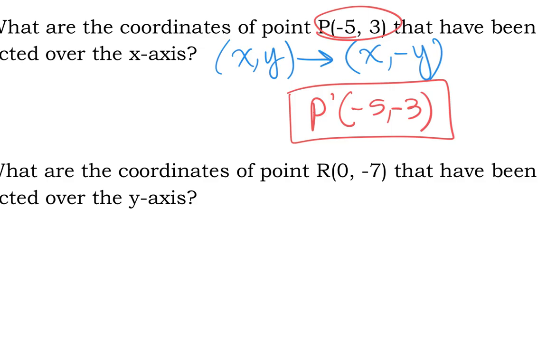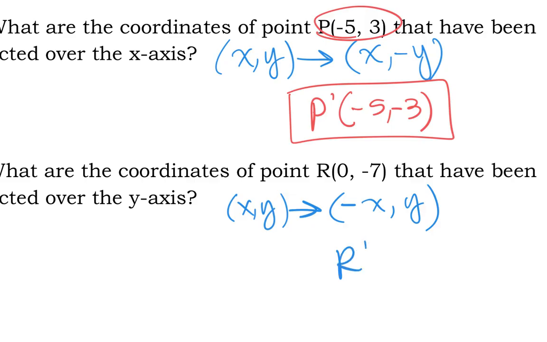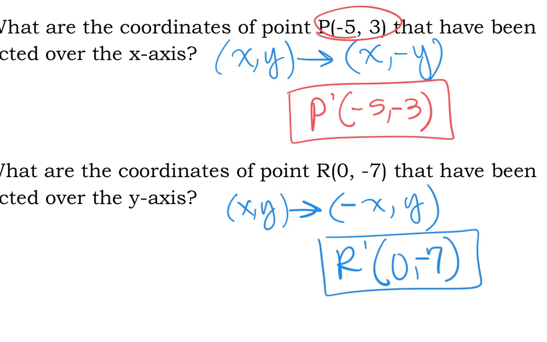All right, looking at the one underneath, it says, what are the coordinates of point R, that's at 0, negative 7, that have been reflected over the y? So again, looking at your equation, this would be negative x, y. When it's the y-axis, the x changes, but not the y. So what would be the coordinates of R prime? 0, negative 7? Correct. You can't change the value of a 0, so that's just going to stay 0.